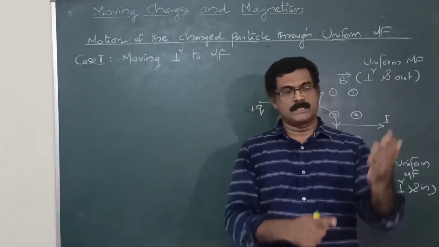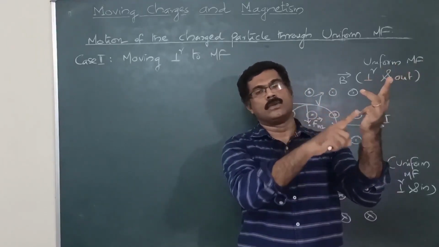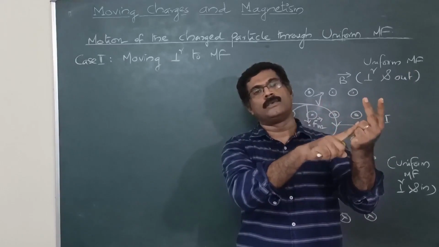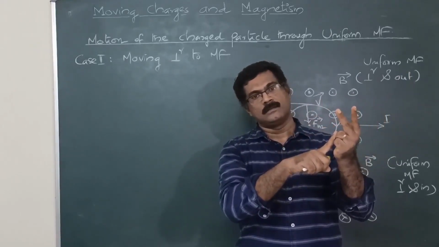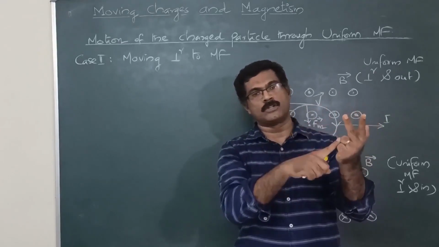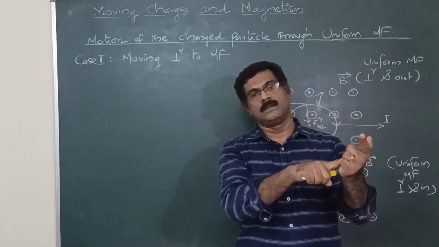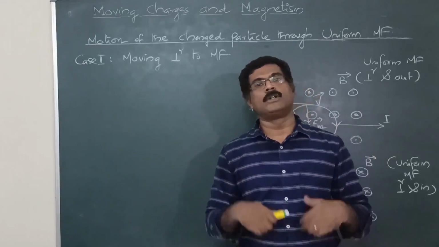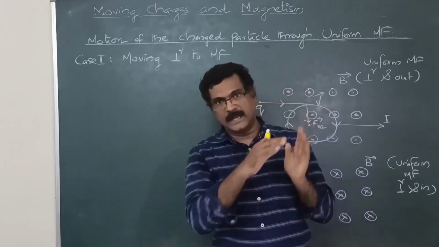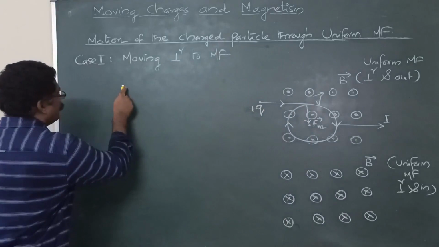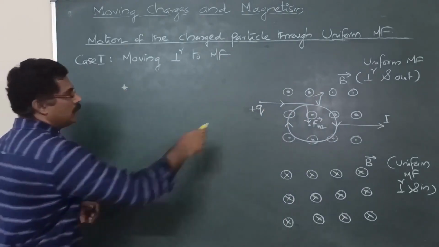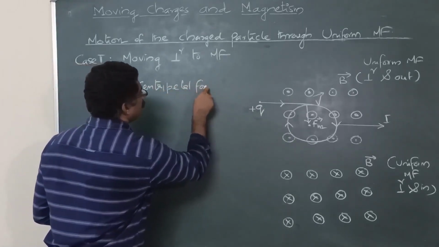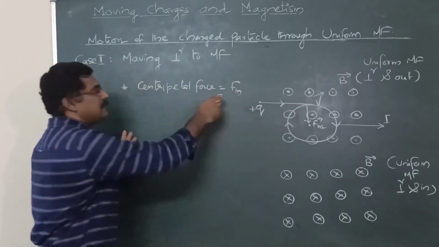Again, you can expect questions like: what is the radius of this circular path? What is the time period of the circular motion? What is the frequency? What is the angular frequency? Like that questions you can expect, but here I am not deriving those equations. I am directly giving the equations. First point is this one: centripetal force is provided by the magnetic Lorentz force. This is the basic idea.